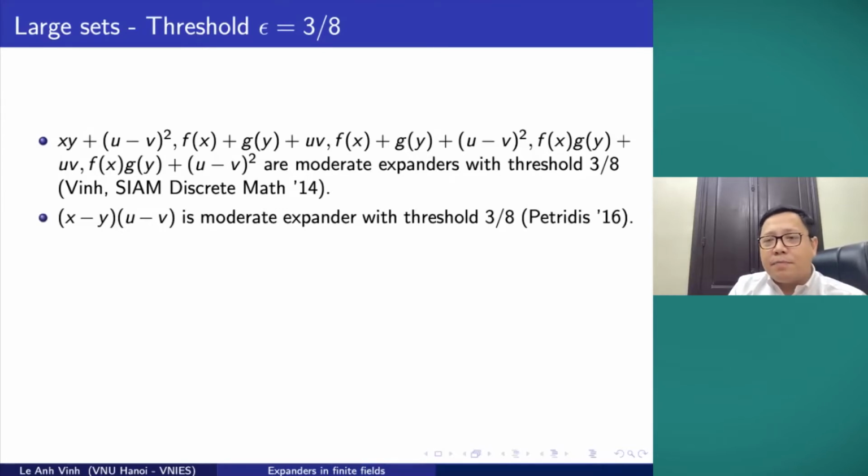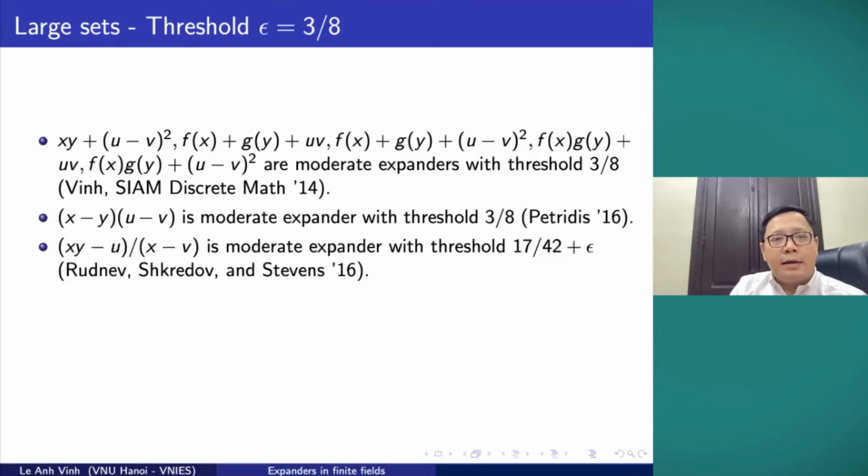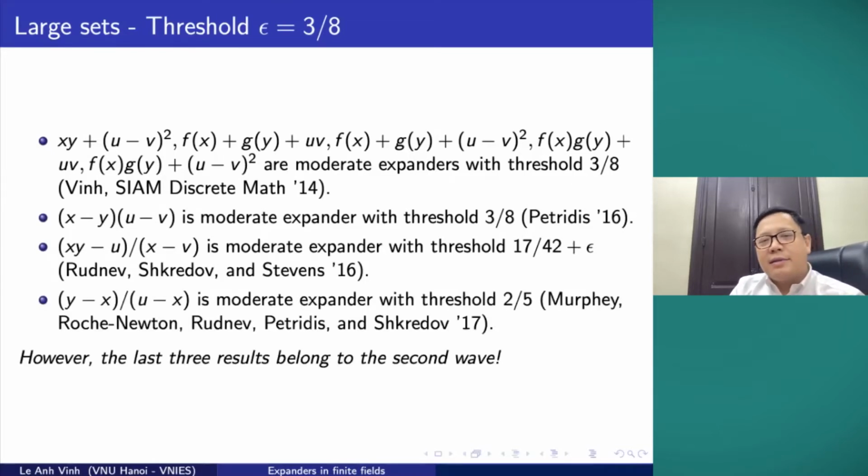For example, the result by Pachidis showed that the Minkowski distance is also a moderate expander. And there are some rational functions, for example (xy - u)/(x - v), or (y - x)/(u - x). They are moderate expanders with thresholds smaller than 3/8.